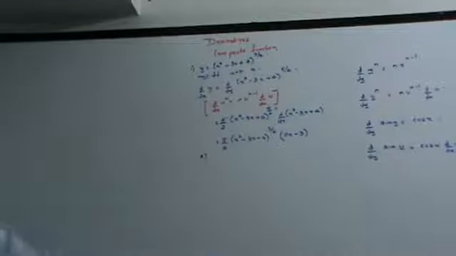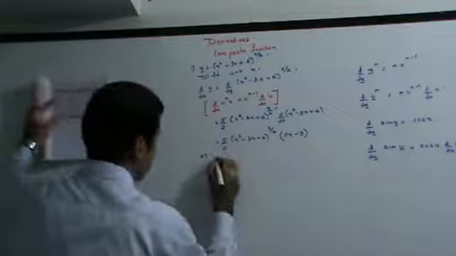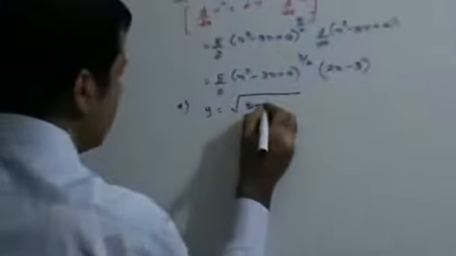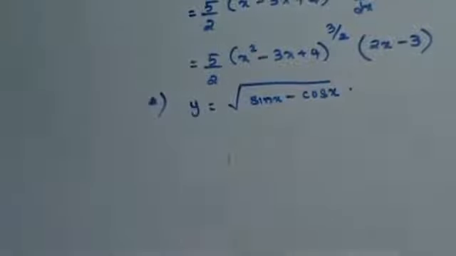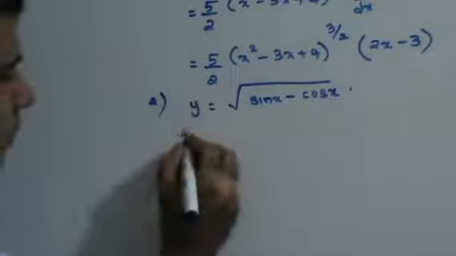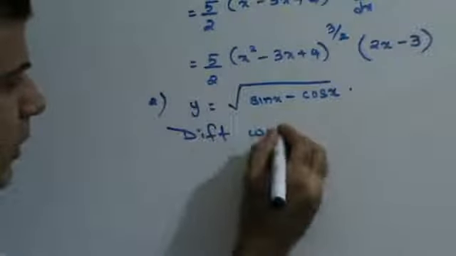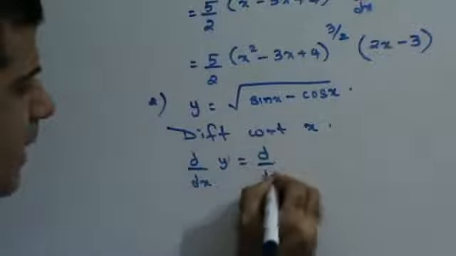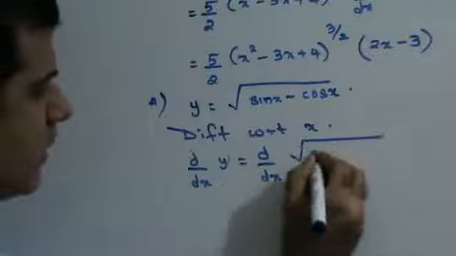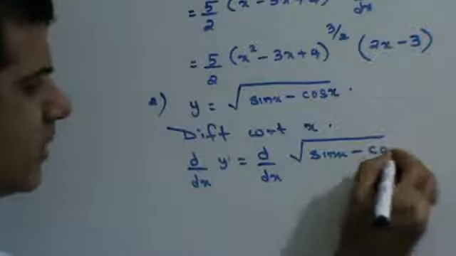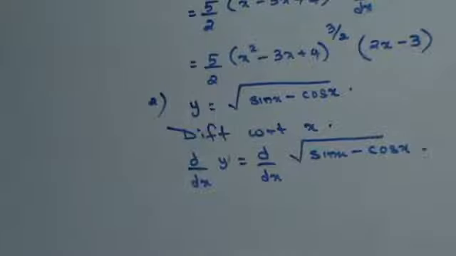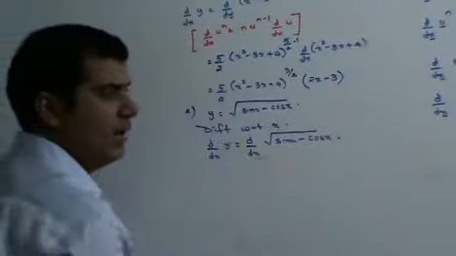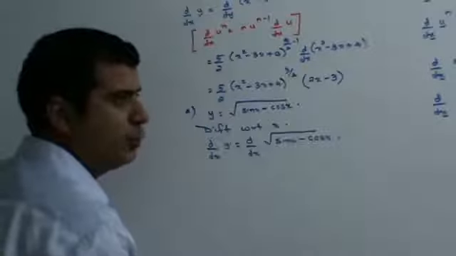Next, let's try another sum out. Suppose I have y is equal to square root of sin x minus cos x, right? Again, differentiate with respect to x. So you will get d by dx of y is d by dx of square root of sin x minus cos x. Again, here I could use a composite function. We have a formula d by dx of root x. D by dx of root x is 1 upon 2 root x.